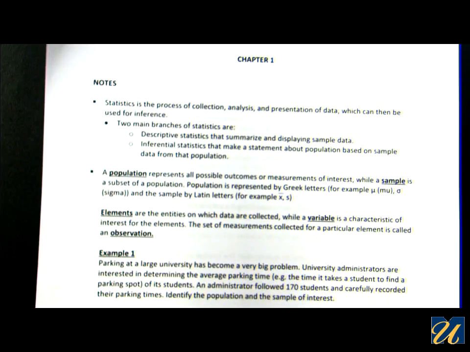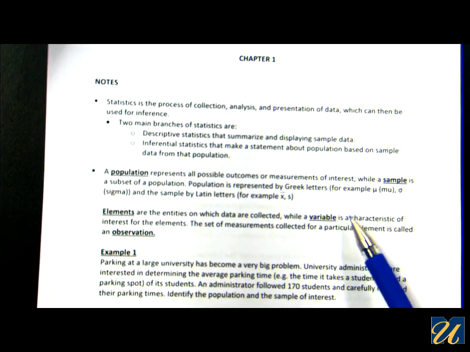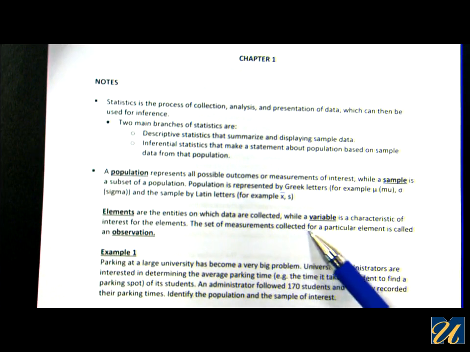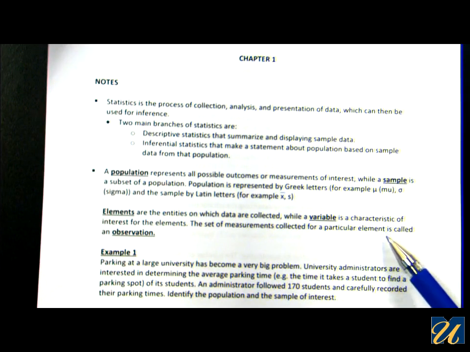Elements are the entities on which data are collected. Variables are the characteristic of interest for the elements. The set of measurements collected for a particular element is called an observation. You will have one observation per element.